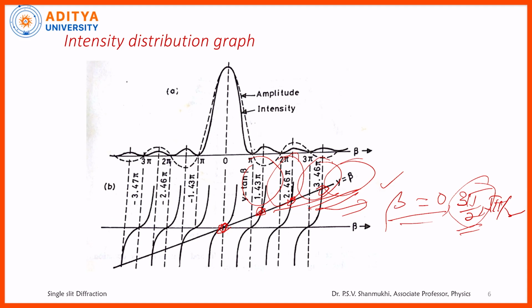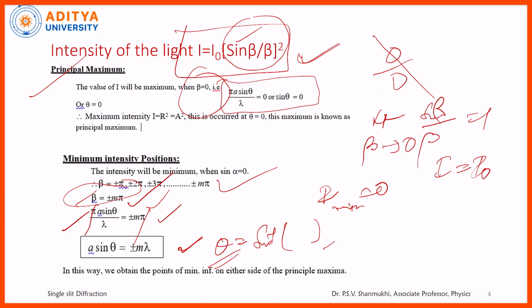Now we can plot a graph. On the y-axis you take the intensity, on the x-axis you take the β values, you put some points, join them, and you will get the graph like this: central maximum, first order, second order, etc. This is the intensity distribution of the light on the screen.